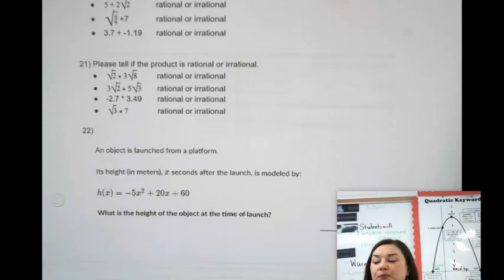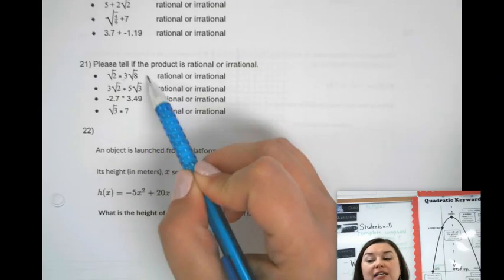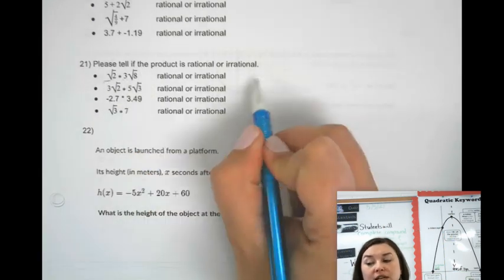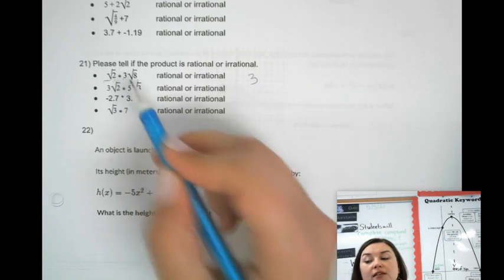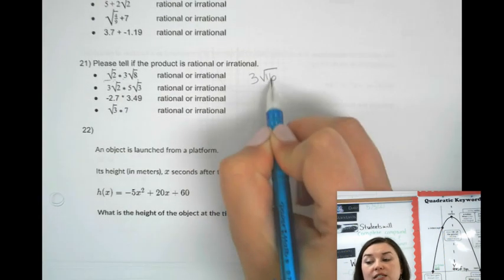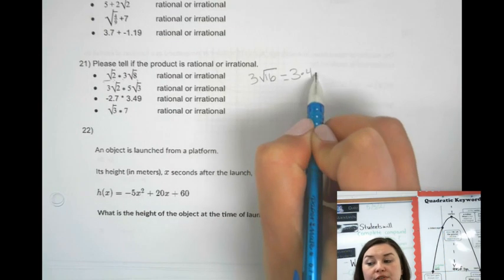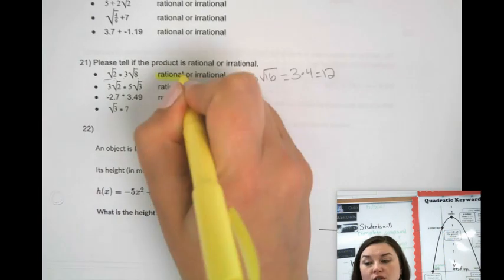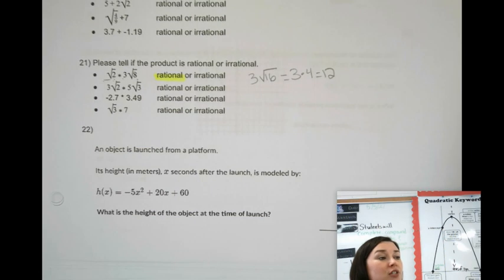So what I want you to do here, I want us to go down to number 21. I want to look at some of that one with you. On 21, square root of 2 times 3 square roots of 8. We would multiply, if we were doing this by hand, the numbers out front. What's 1 times 3? 3. And then what's under the square root we would multiply? What's 2 times 8? 16. Is 16 a perfect square? Yes. So square root of 16 is 4, and 3 times 4 is 12, which makes that a rational number. It'll be irrational if you have a number under the square root that is not a perfect square when you finish.